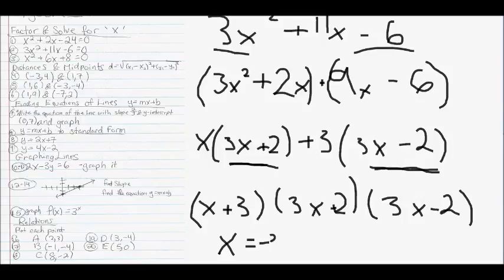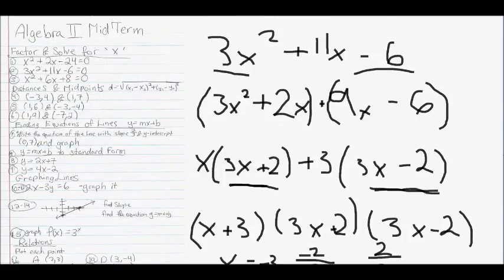So x equals the opposite of each one. For this one it will be negative 3. For the next one it will be negative 2 over 3. And the next one will be positive 2 over 3. All right, that was done really quick, but that gives you an idea of how it's done.